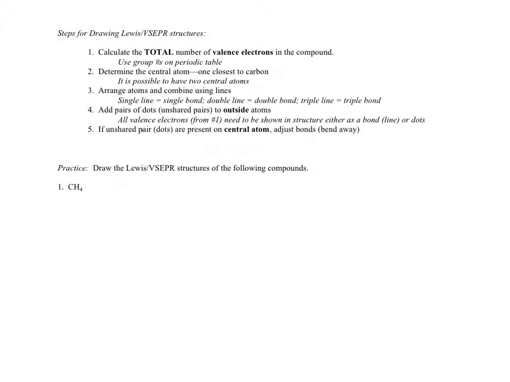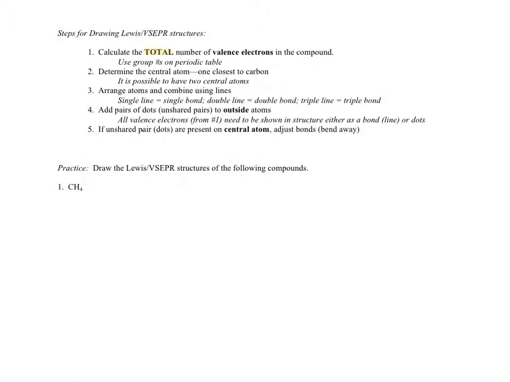So here are some steps for drawing Lewis and VSEPR structures. The first step is you're going to calculate the total, it's important that it's total, number of valence electrons in the compound. Remember that you use group numbers on the periodic table to do this.